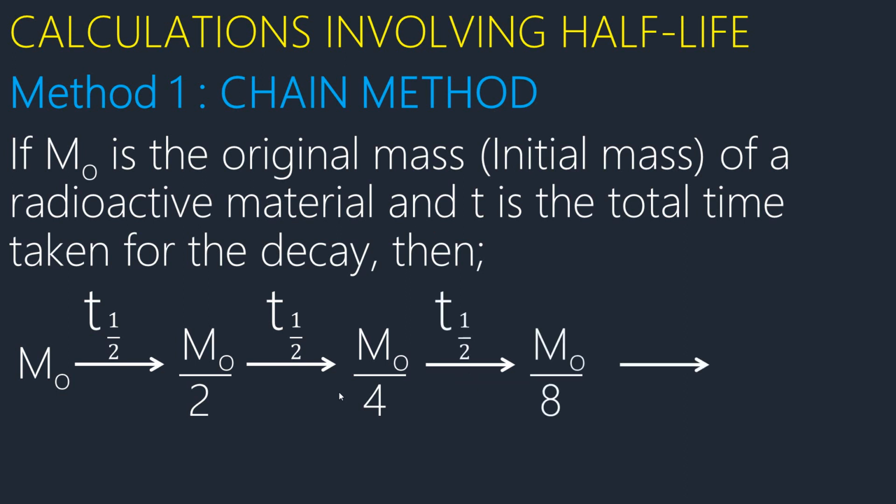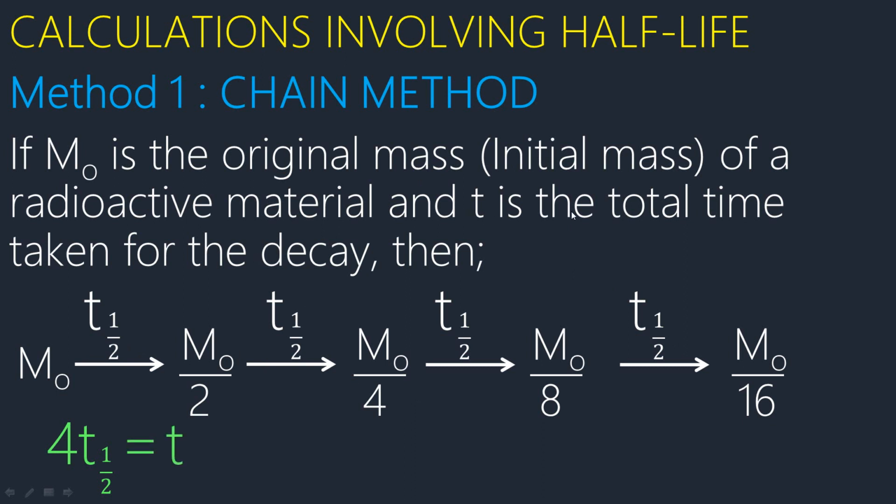And again, the time taken for m0 over 8 to decay to m0 over 16, half of m0 over 8, is still another half-life. The process continues. I can't represent everything here. It continues almost indefinitely, until all radioactive atoms have decayed. Now, you realize that here there are 4 half-lives: the first one, the second one, the third one, and the fourth. So these 4 half-lives give us the total time.